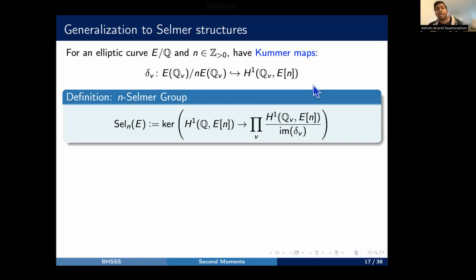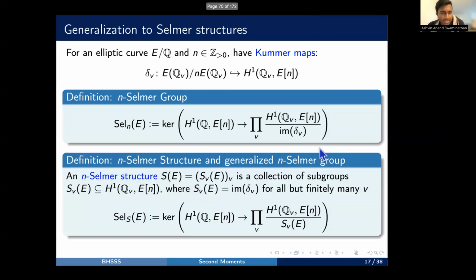All right. Then we can define the n-Selmer group, which is the set of classes in H^1(Q, E[n]) that everywhere locally lie in the image of the Kummer map. That's the definition of the Selmer group. And then we can generalize this with the notion of Selmer structure. A Selmer structure is a collection of subgroups S_v(E) of the local cohomology, where S_v(E) is just the image of the Kummer map for all but finitely many places v. Given a Selmer structure, we can define a generalized Selmer group, which is just the classes that map to S_v(E) everywhere locally.